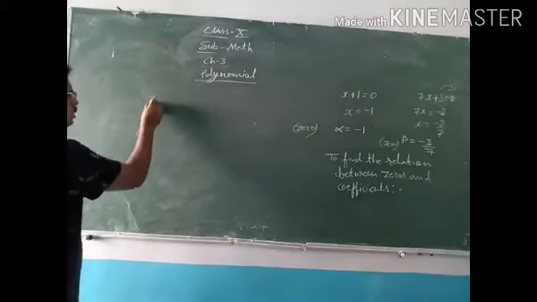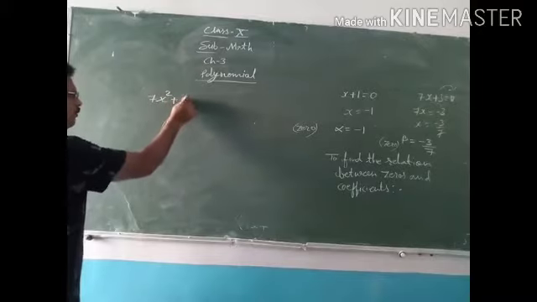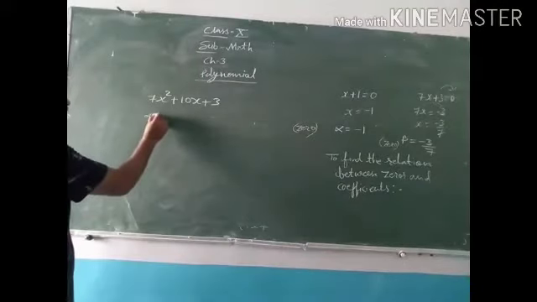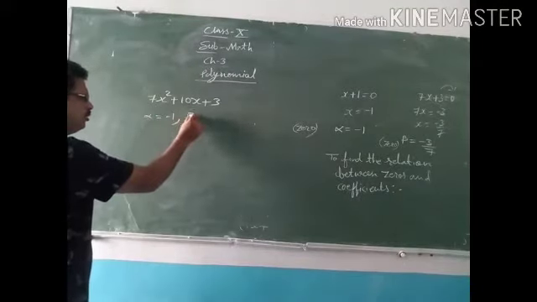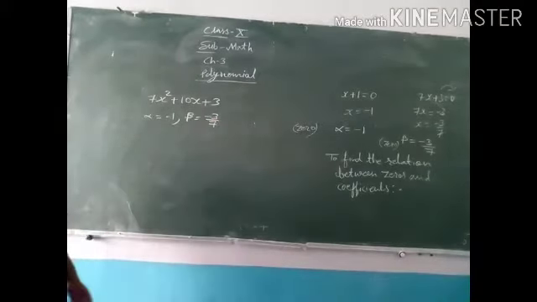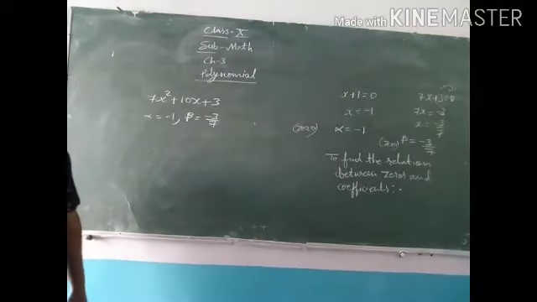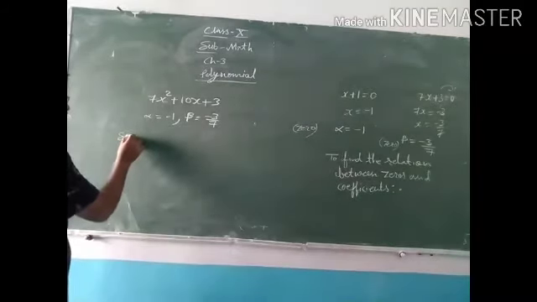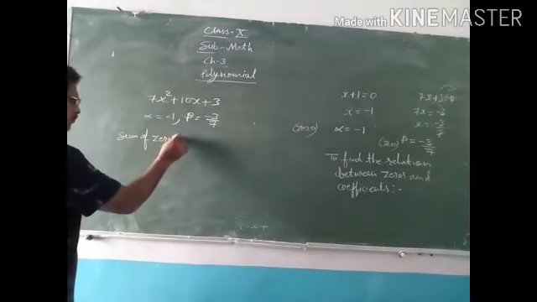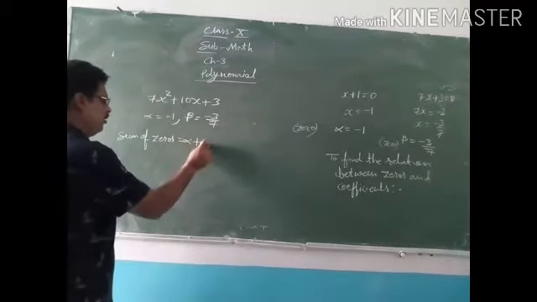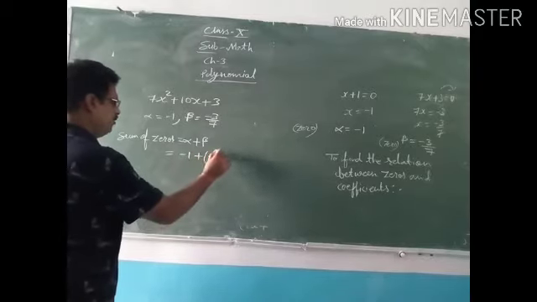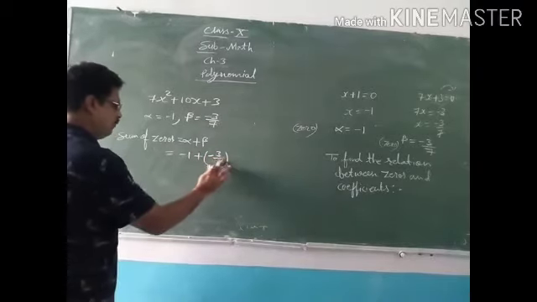Again I am writing the polynomial 7x square plus 10x plus 3, and the zeros had come: alpha is equal to minus 1 and beta is equal to minus 3 upon 7. So to find the relation between zeros and coefficients, we have to find the sum of zeros. Sum of zeros means alpha plus beta. So alpha is minus 1 and beta is minus 3 upon 7.